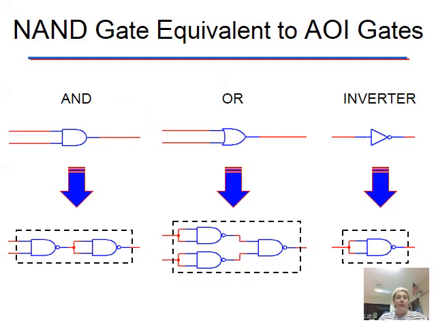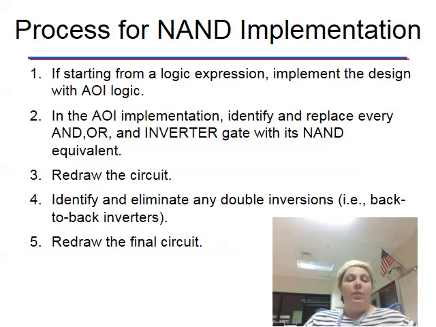So once again, here's another recap. The AND gate is just a NAND gate inverted back into an AND gate. The OR gate is your application of De Morgan's, and for the inverter you just tie two inputs together. All right, so now we're going to talk about NAND implementation.